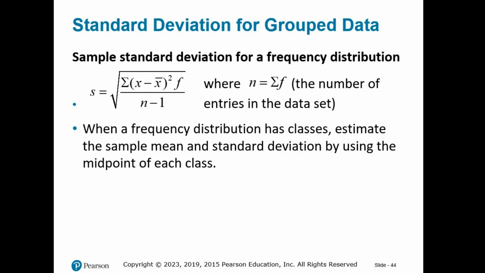Well, we can use that same estimation logic to approximate the standard deviation for group data as well. And lucky for us, the formula is not that different from the regular standard deviation formula. We take the square root of the sum of the products of the squared deviations times the frequencies for each class, divided by n minus 1. The value of x in this formula is assumed to be the midpoint of each class.